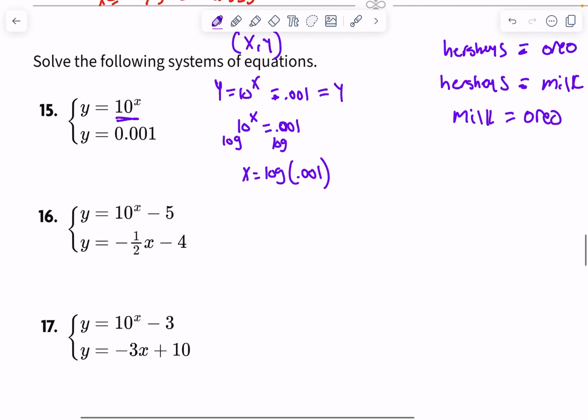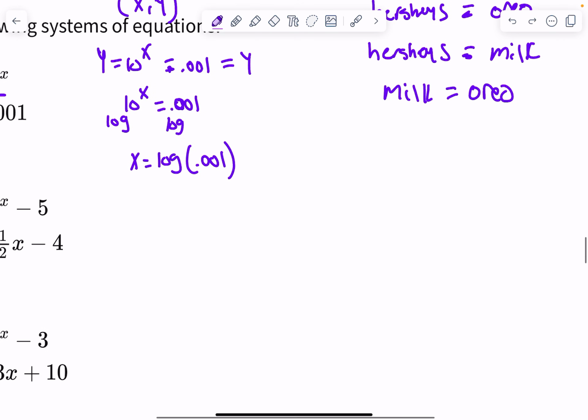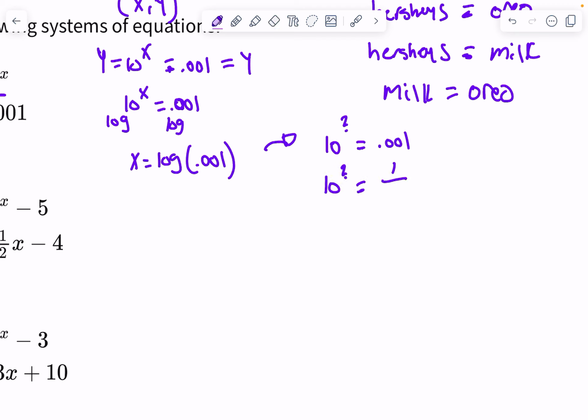Okay? That's my x, and I know my y. My y is just this. It's an actual number. Okay? But this is equal to what? So let's think about this. This can be thought of as 10 to what power is equal to 0.001. So let's rewrite this as a fraction. So 10 to the question mark is equal to 1 over 1,000.